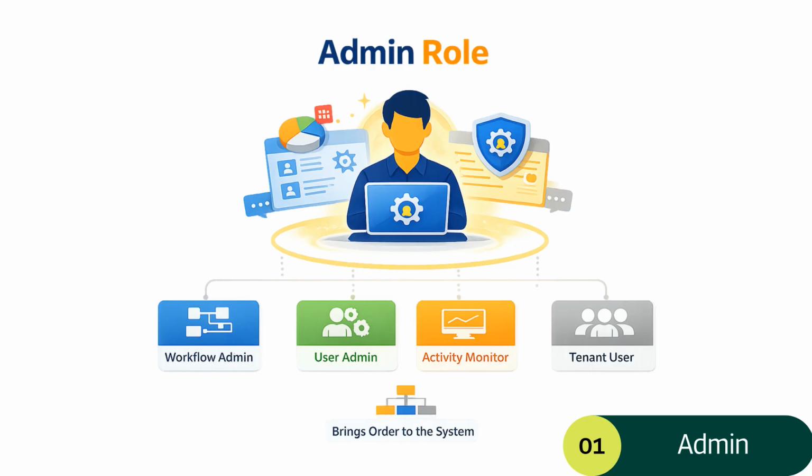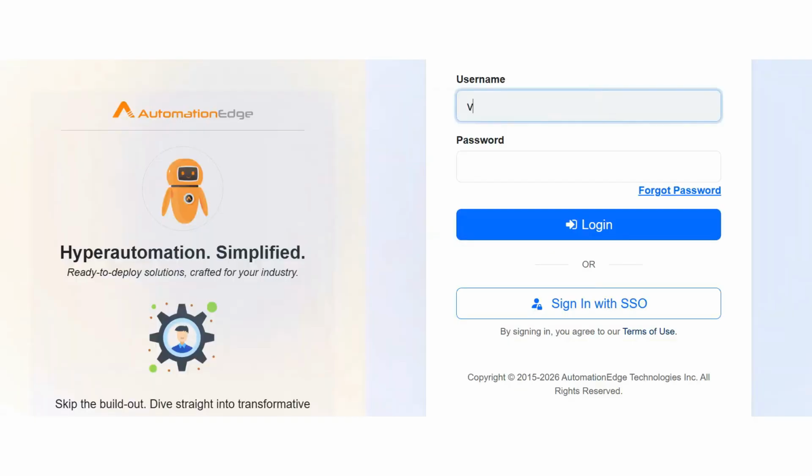Let's begin with the admin role. The admin is the super user for a tenant, the one with the highest level of control. They maintain the tenant environment, create users, design workflows, and manage permissions. Admins hold the combined powers of workflow admin, user admin, activity monitor, and tenant user. Now let's switch to the server and log in using this role to see what the menu and access look like for this user. You log into the AutomationEdge UI as the tenant administrator.